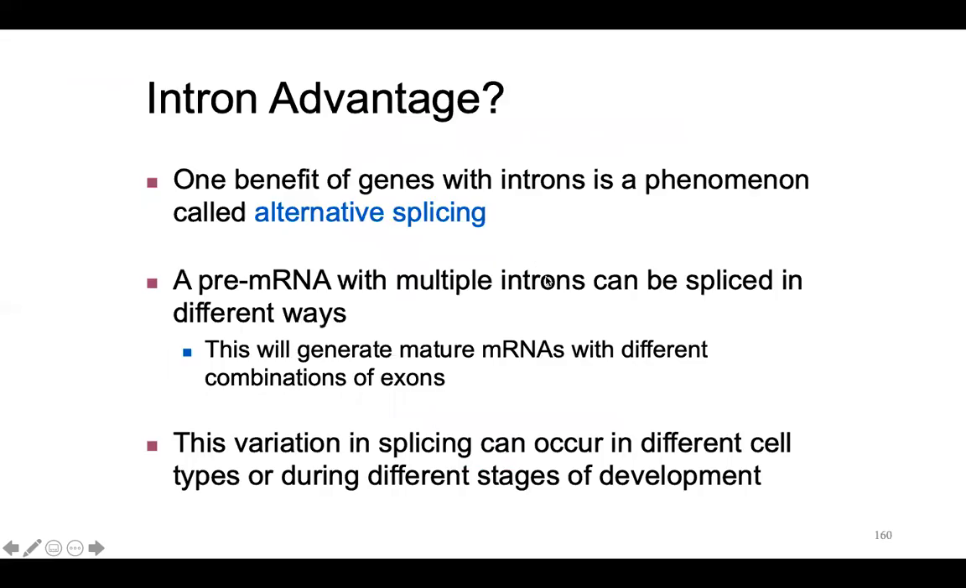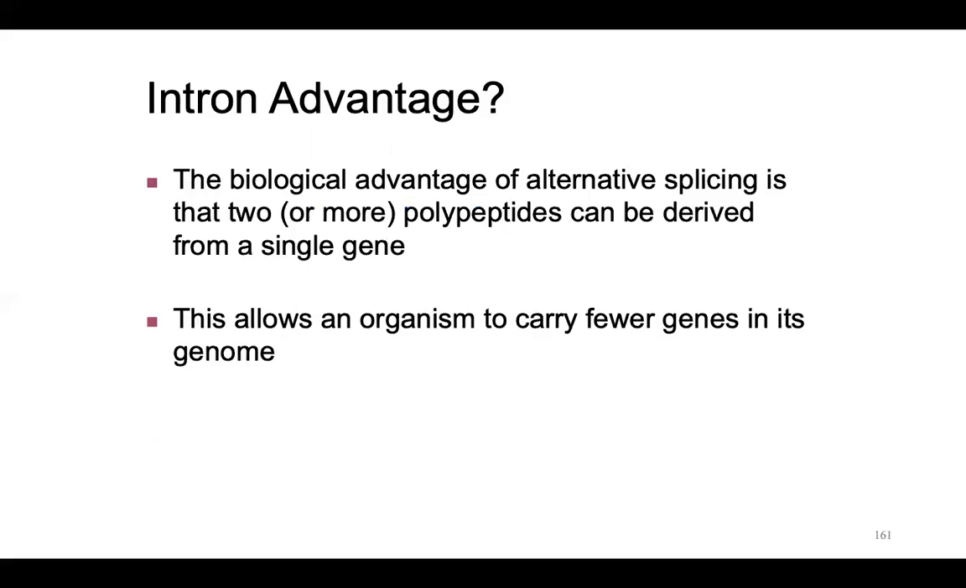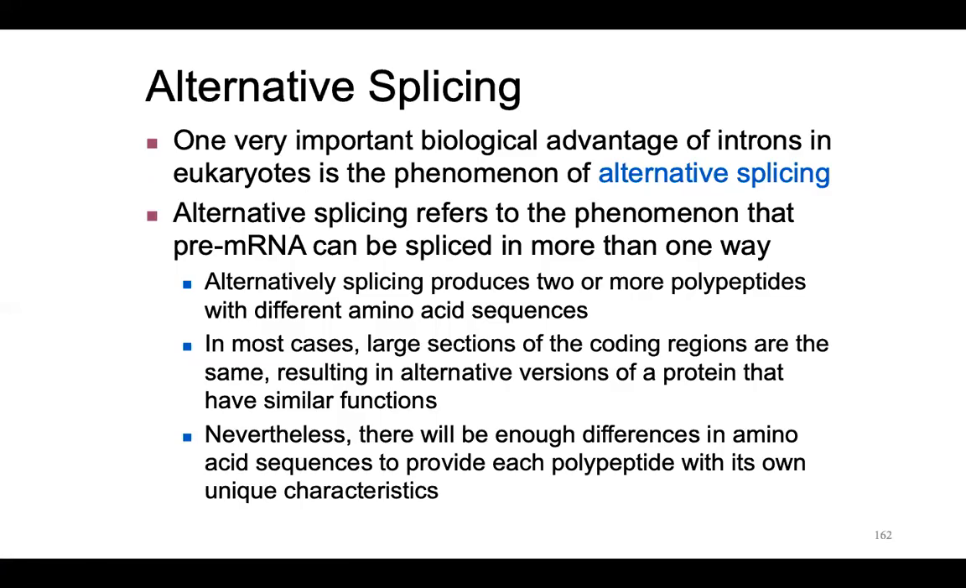What is the advantage of having introns? One benefit of genes with introns is a phenomenon called alternative splicing. A pre-mRNA with multiple introns can be spliced in different ways. This will generate mature mRNAs with different combinations of exons. And this variation in splicing can occur in different cell types or during different stages of development. The biological advantage of alternative splicing is that two or more polypeptides can be derived from a single gene. And this allows an organism to carry fewer genes in its genome. One very important biological advantage again in eukaryotes is the phenomenon of alternative splicing.